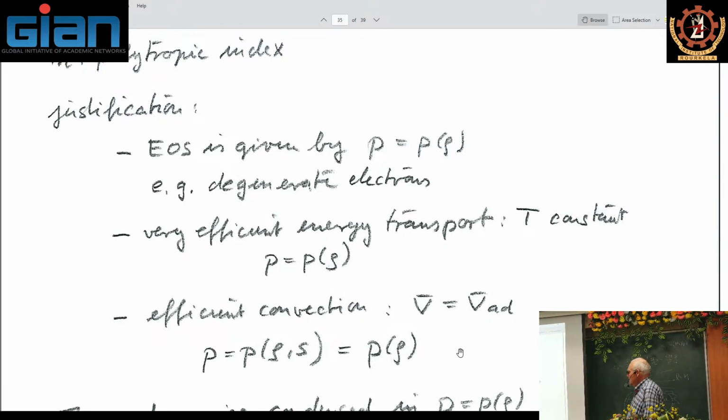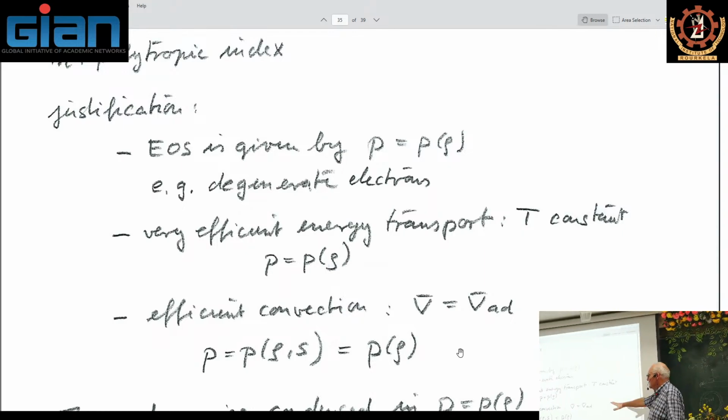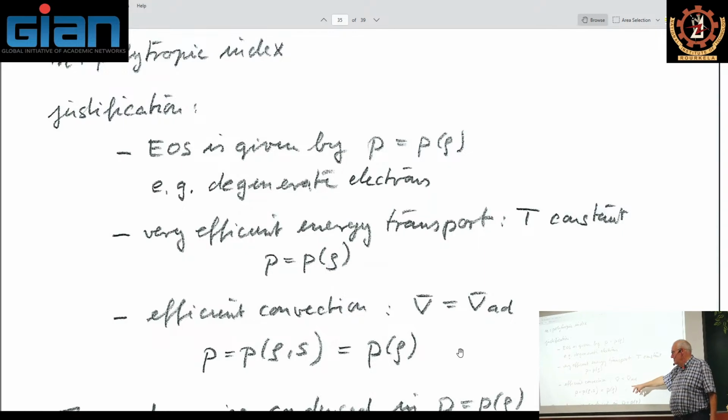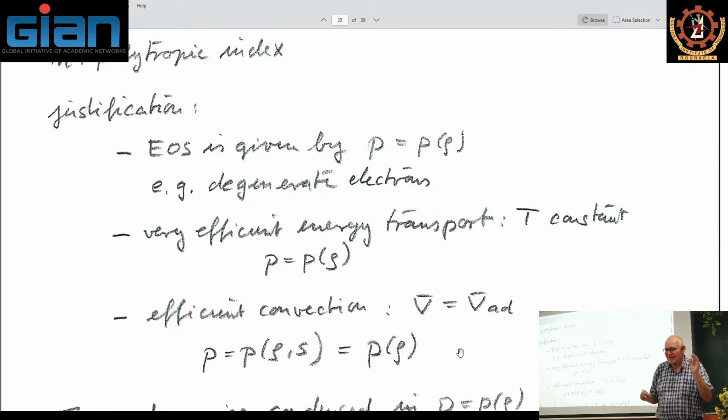Okay, so one question: where is this condition met? Do you remember? Pardon? No, this condition. Which stars can be described by nabla equal to nabla adiabatic? I've mentioned it probably only very shortly.